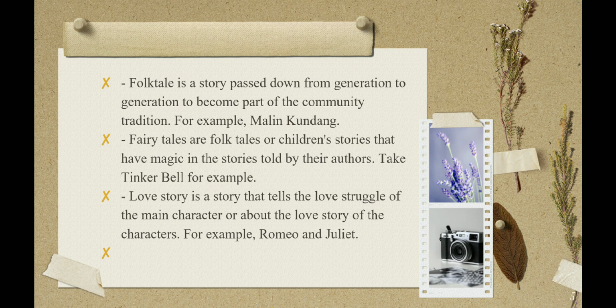For example, Tinkerbell. Next, love story is a story that tells about the love triangle of the main character or about the love story of the characters. For example, Romeo and Juliet.